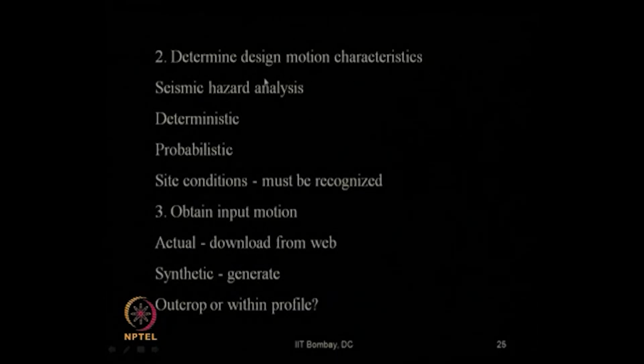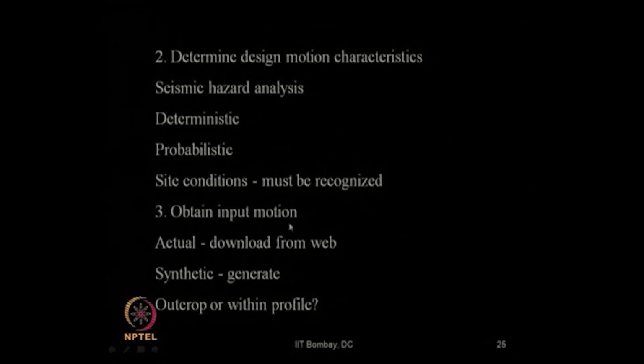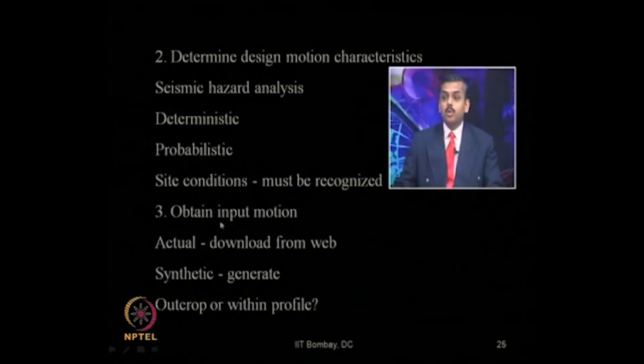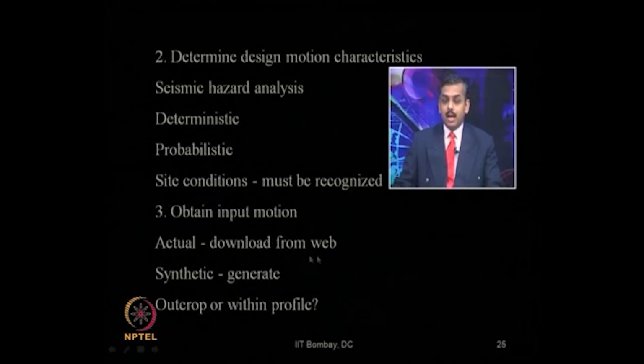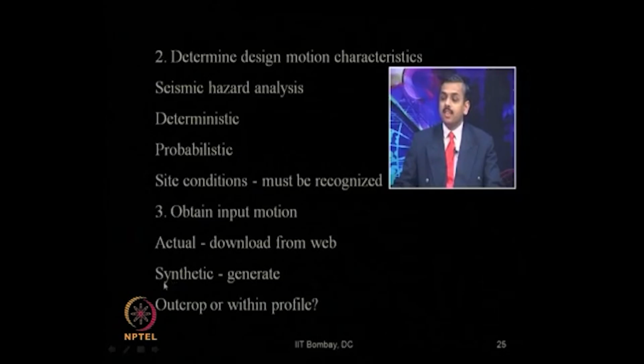How can we get those design motion characteristics? Either using deterministic seismic hazard analysis or probabilistic seismic hazard analysis, right. And site conditions must be recognized. What type of site? Then obtain the input motion. Obtain input motion means for which earthquake motion you want to carry out this ground response analysis. Actual input motion you can download from a website, for authentic data, as I have already mentioned, USGS database or IMD database or PR database. There are various other databases where actual earthquake response at different depths is available. So, you can use that motion as an actual motion, or one can use a synthetic input motion.